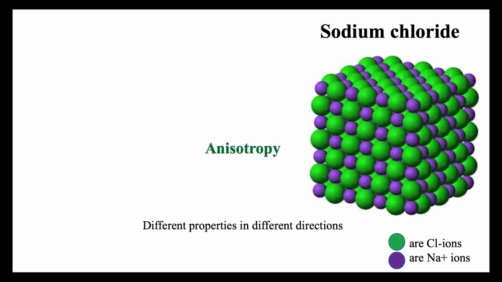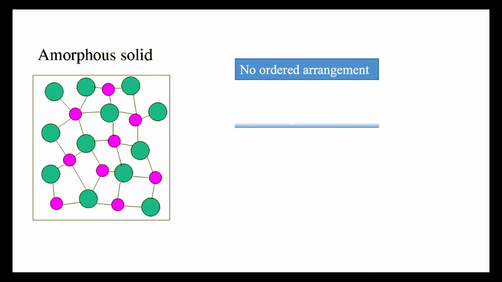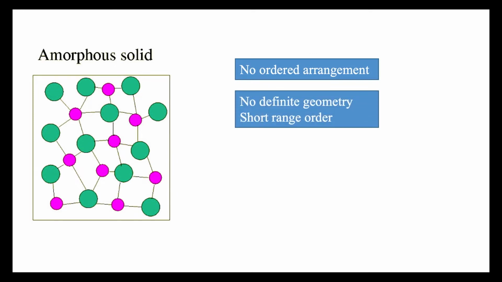This property of a solid is called anisotropy. Thus, crystalline solids are anisotropic. On the other hand, amorphous solids do not have a complete orderly three-dimensional arrangement of their structural units and hence no definite geometry. But they may have some ordered arrangement, existing only over short distances. So, we say that amorphous solids have short range order.